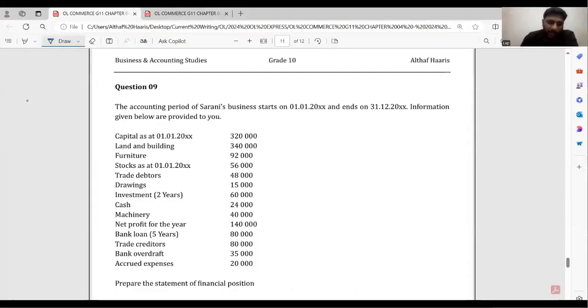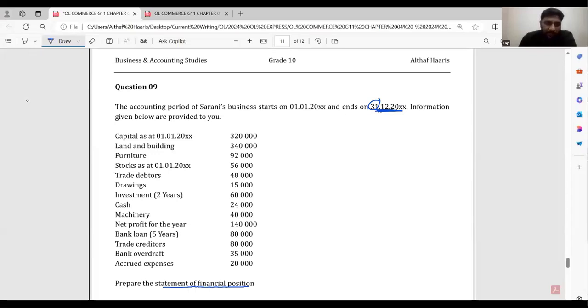So let's read the requirement first. They're asking us to prepare the statement of financial position. That means the balance sheet, as at 31st December 20XX. For the last day, we will prepare the balance sheet. Here they have given some items. First we'll classify these items into assets, liabilities, and equity.